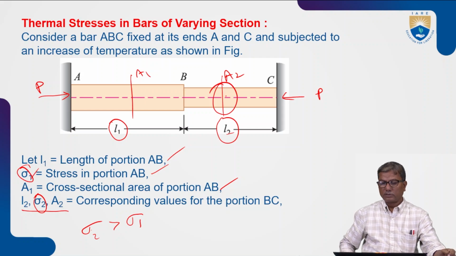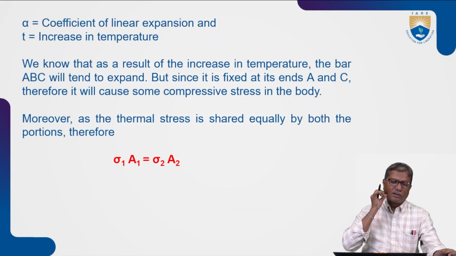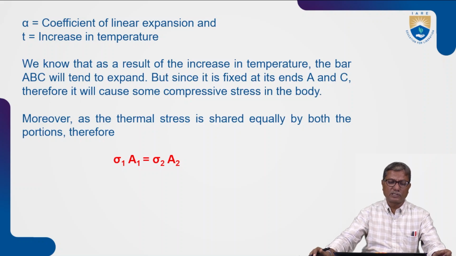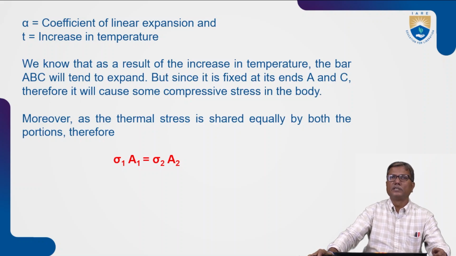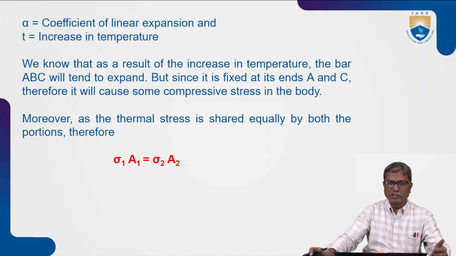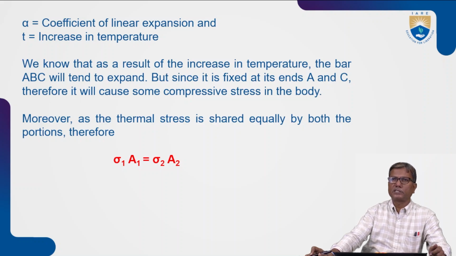So that is the thing. Alpha is coefficient of expansion for the material. We are assuming here the material is same for both the portions, same material. It can be different also. We will see that case later. As a result of the increase in temperature, the bar ABC will tend to expand. But since it is fixed at A and C, it will cause some compressive stress in the body.